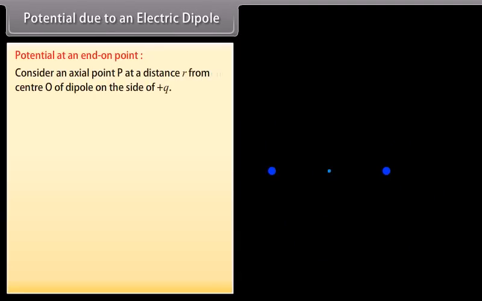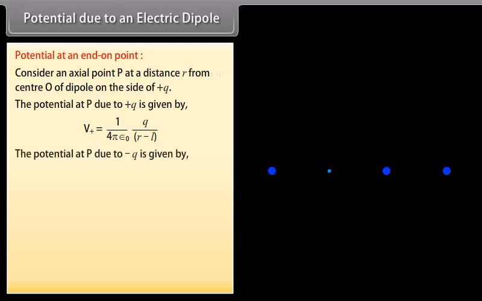Potential at an end-on point. Consider an axial point P at a distance R from center O of dipole on the side of +Q. The potential at P due to +Q is given by V positive equals 1 upon 4 pi epsilon naught multiplied by Q upon R minus L. The potential at P due to -Q is given by V negative equals 1 upon 4 pi epsilon naught multiplied by minus Q upon R plus L.